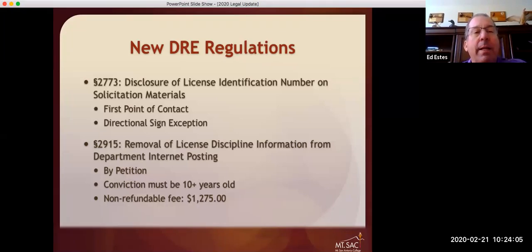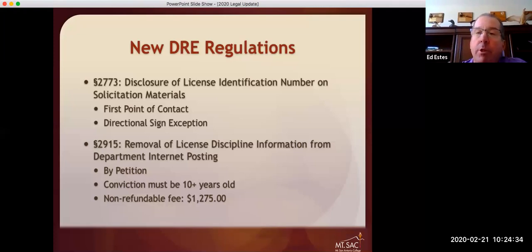The last regulation on this page, 2915, came about last year. If you have disciplinary action listed on the public site of the Department of Real Estate's website, you may by petition have that removed. The conviction must be at least 10 years old. It is discretionary by the real estate commissioner.